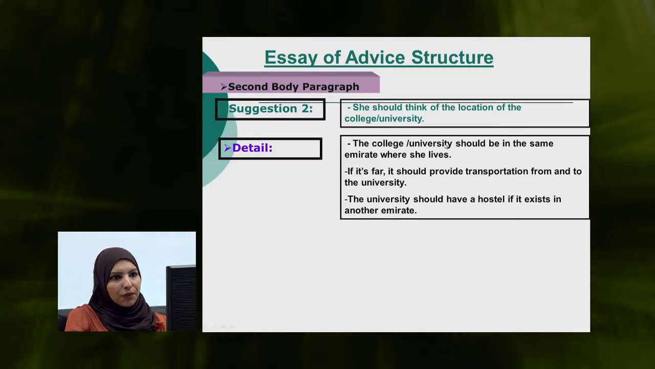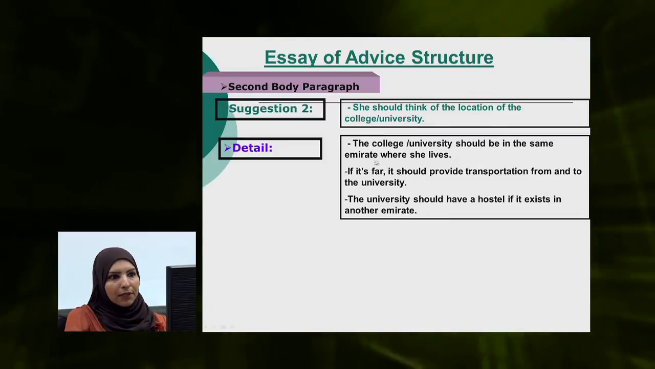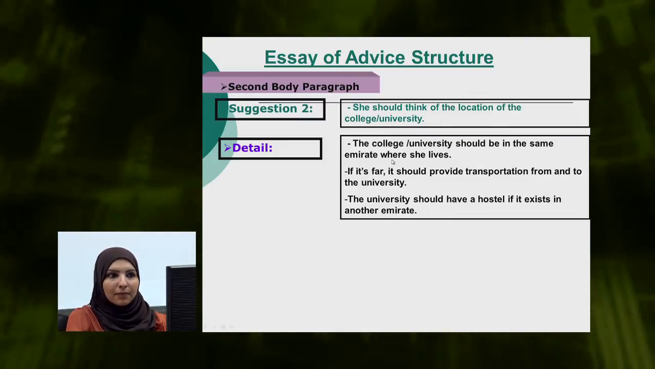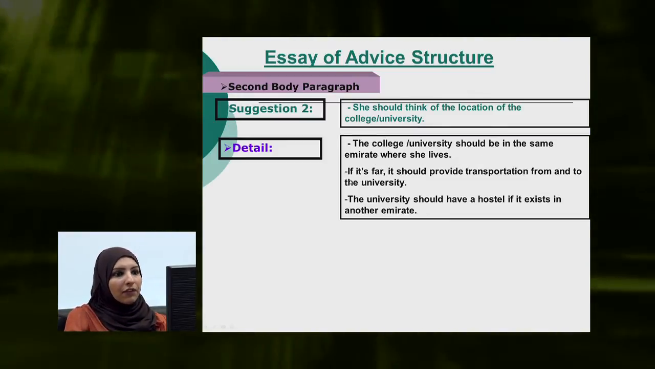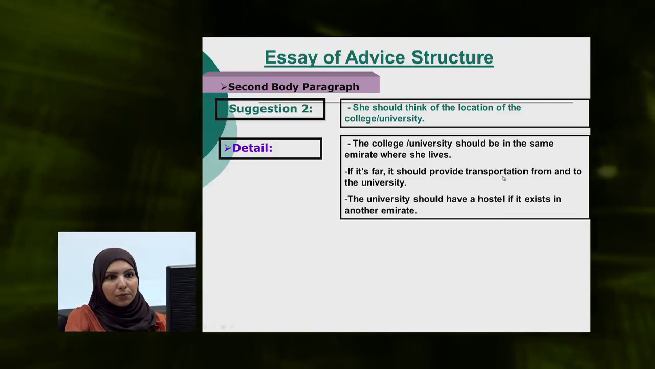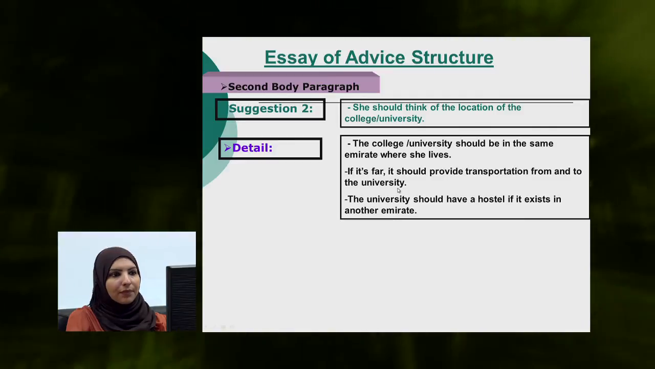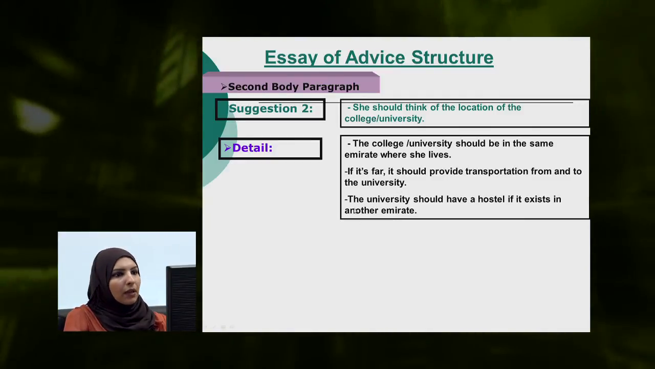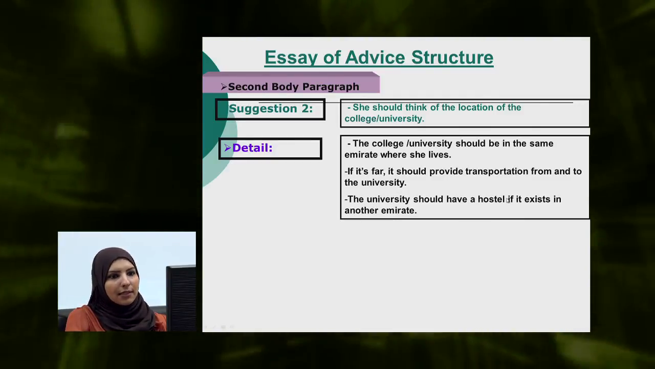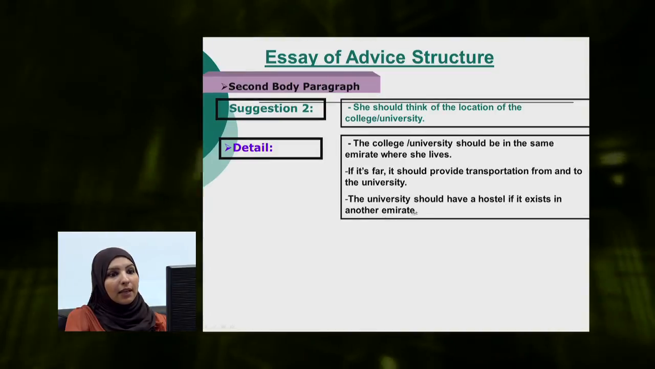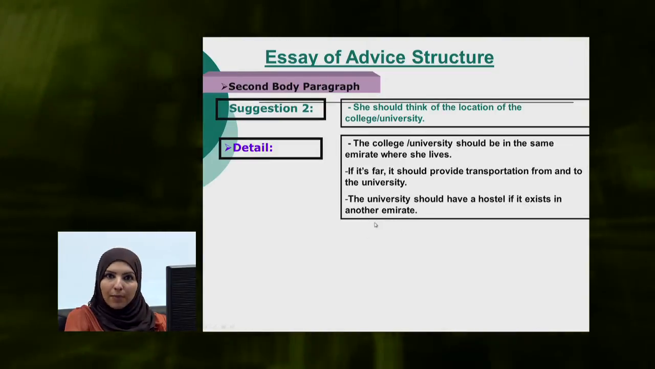The college or university should be in the same emirate where she lives. In addition, if it's far, it should provide transportation from and to the university. Furthermore, the university should have a hostel if it exists in another emirate.